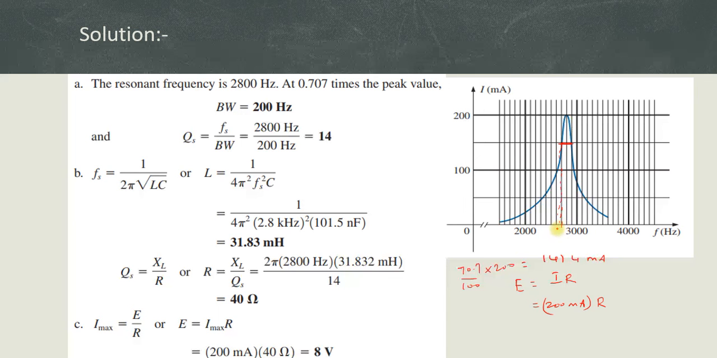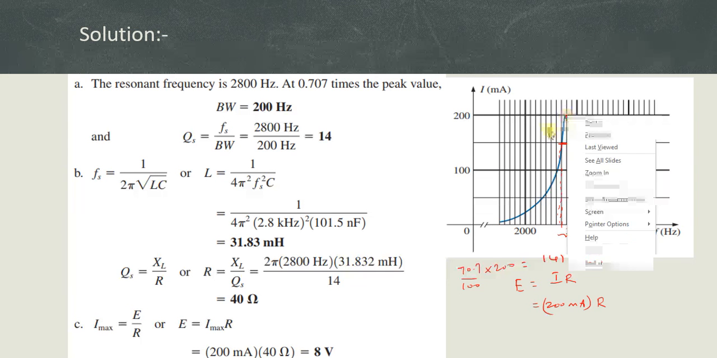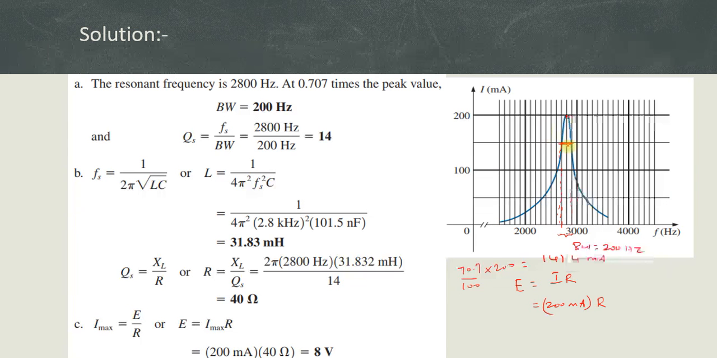2700 is f1, and this is the f2 value, it is 2900. So from this graph the bandwidth is equal to 200 hertz. Okay, this midpoint is the resonant frequency. This two-point span has a bandwidth of 200 hertz. So my quality factor equals fs divided by bandwidth, which is equal to 14.